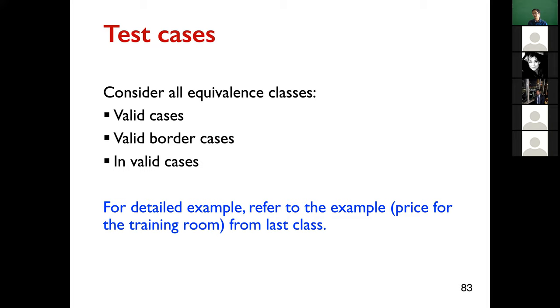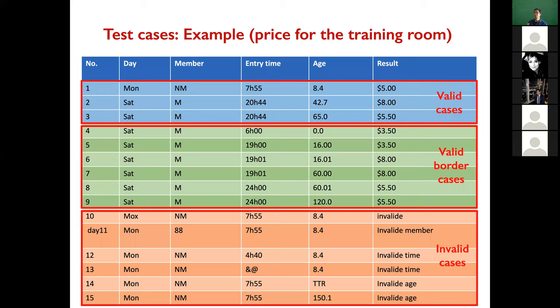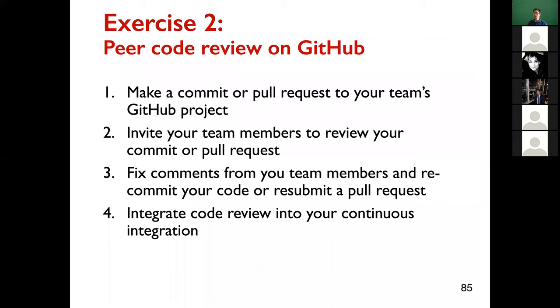So here we don't show a detailed example. The example is very similar to the previous example we have shown in a previous class. This is the example I show here. Basically, we just change it to four different inputs, and also we have different values for those equivalence classes and invalid classes. And we choose test cases for valid cases, valid border cases, invalid cases. We cover all the equivalence classes. Okay. So any questions for the equivalence testing strategy for this exercise? Okay, no question. Okay, let's go to today's exercises.